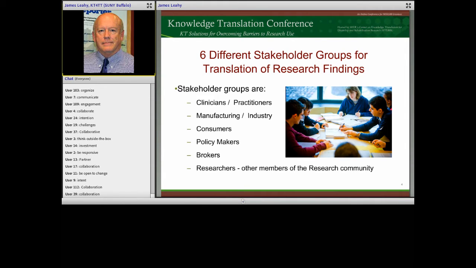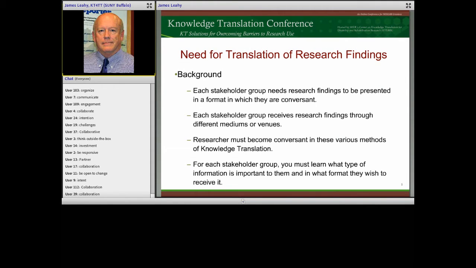Each stakeholder group needs research findings to be presented in a format in which they are conversant. Each stakeholder group receives research findings through different mediums or venues. A researcher or their surrogate must become conversant in these various methods of knowledge translation. For example, other researchers will look towards journal articles, while consumers will be looking for articles that translate the research into layman's terms in more mainstream reading venues. Industry will be looking at their industry newsletters and publications. For various stakeholder groups, one must learn what type of information is important to that group and in what format they must receive it.